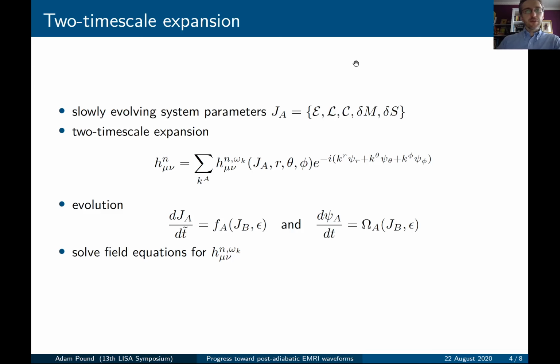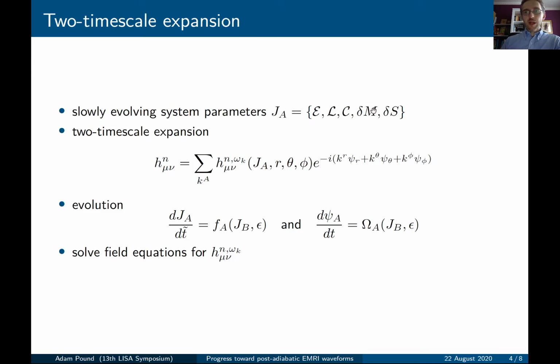Okay, now to actually generate waveforms in this post-adiabatic approximation, we use a two-timescale expansion. The idea here is we characterize the system with a set of slowly evolving system parameters, J. These are orbital parameters, three of them: the energy, the angular momentum around the spin axis of the big black hole, and the Carter constant. These are all constant for geodesics in Kerr, but now they're going to be slowly evolving for the true inspiraling system.